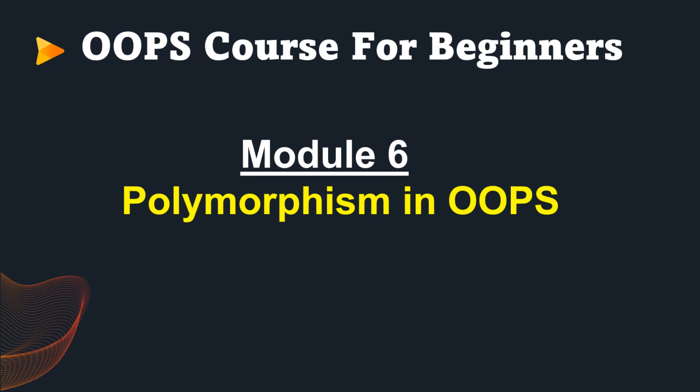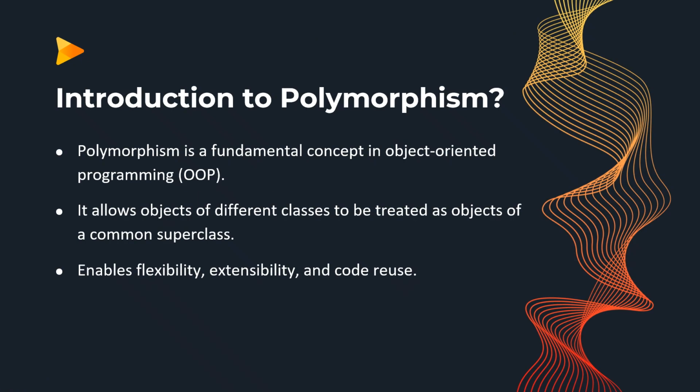So this is our module number 6 and this is our OOPS course for beginners. Today we are going to see polymorphism in object-oriented programming. So let's get started, guys. First of all, we are going to see an introduction to polymorphism.